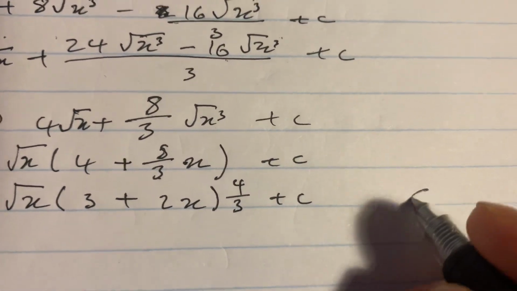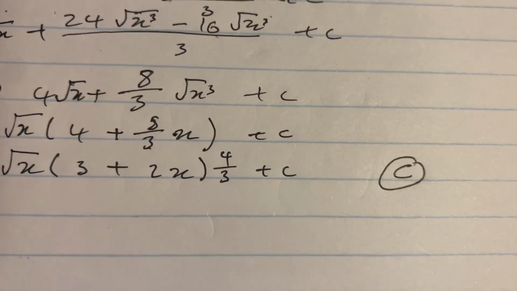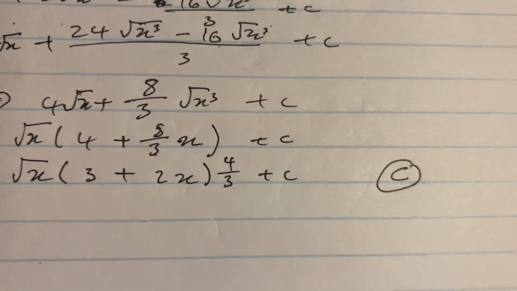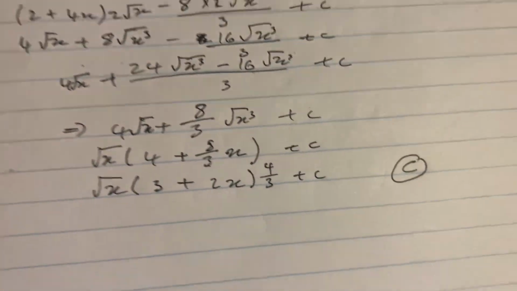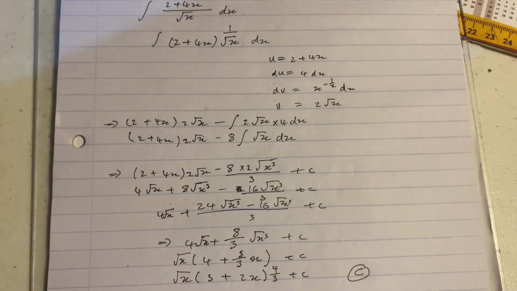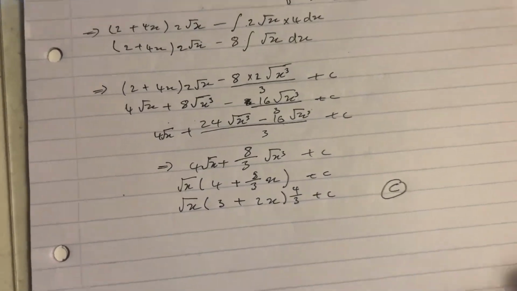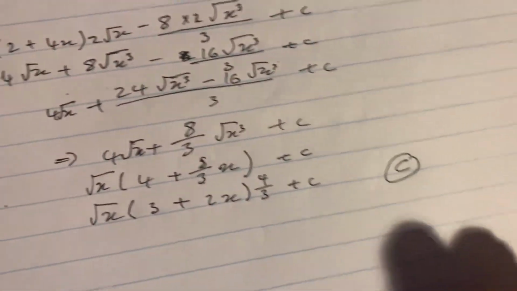And this happens to be option C on the multiple choice on the 2023 paper. So this is how you do it. These are the whole steps. Okay, let me go on with the next number.